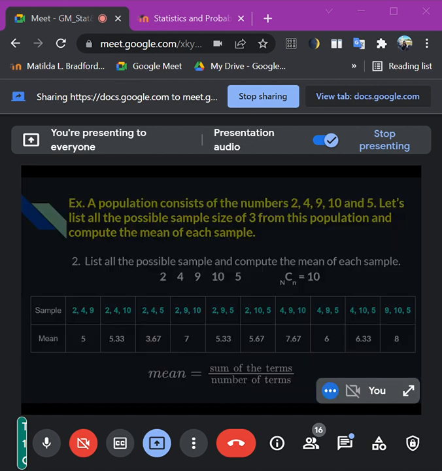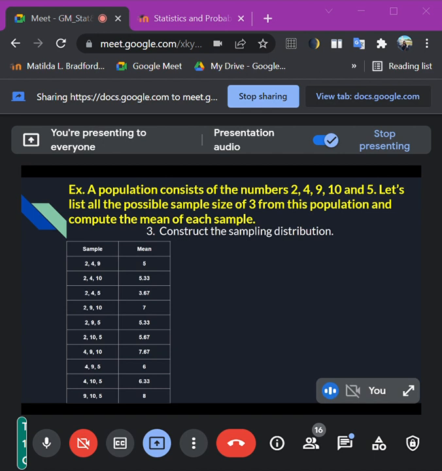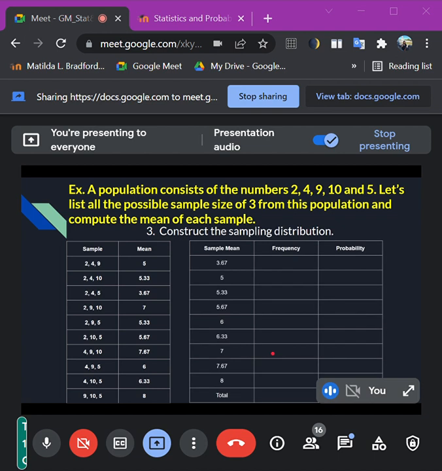Now, let's go to number 3. This time, mag-construct na din kag sampling distribution table. So, you have there, katong mga result nimo nga mean ganina, o katong sample. And then, you will have your frequency and your probability. So, unsa din yung frequency, teacher? Kaning frequency mao na siya ang number of times kung kapila ni gawas imuhang sample mean. Like, imo nang i-list imong sample mean from lowest to greatest. So, lowest there is 3.67, then 5, 5.33, and then i-write nimo tanan.